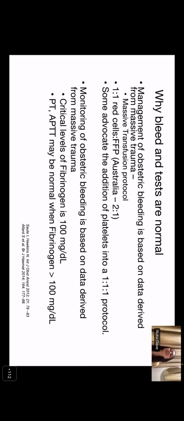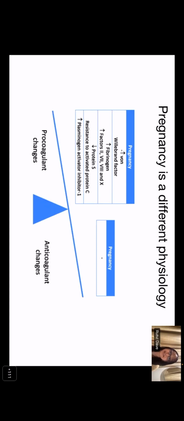is concerned, the critical level of fibrinogen which is considered is 100 milligrams per deciliter. So when you're treating a patient with massive trauma, you target to maintain a fibrinogen level of more than 100 milligrams per deciliter. Now at that level of fibrinogen, PT and APTT will become normal when the fibrinogen is more than 100 milligrams per deciliter.